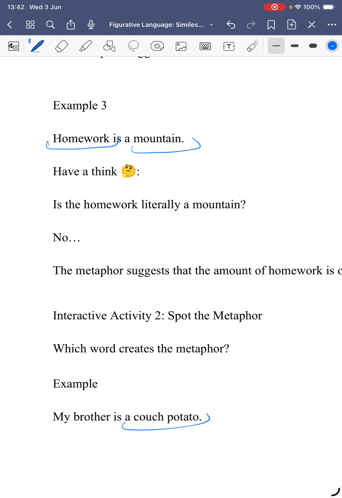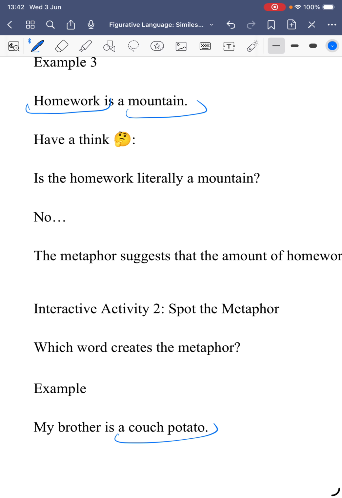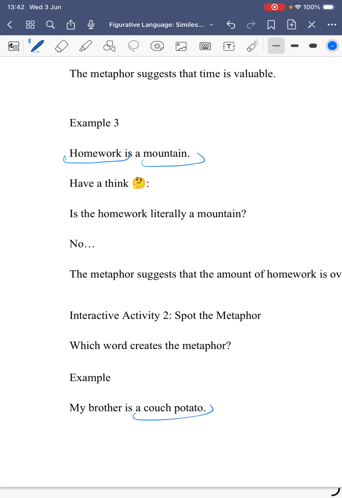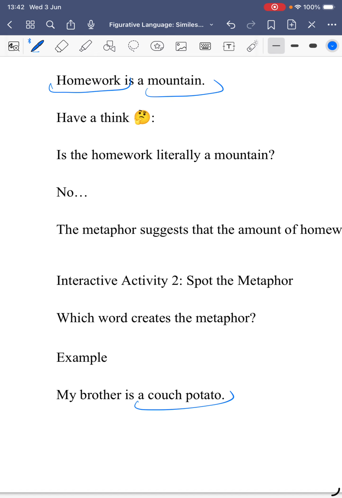Alrighty, if that's okay, then let's do a little activity to spot the metaphor. We have the sentence here: my brother is a couch potato.